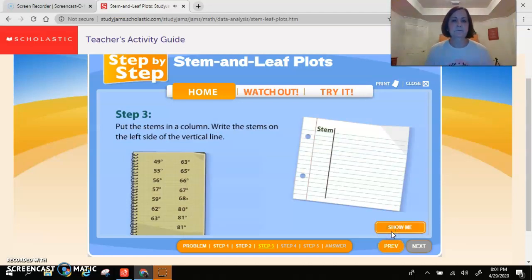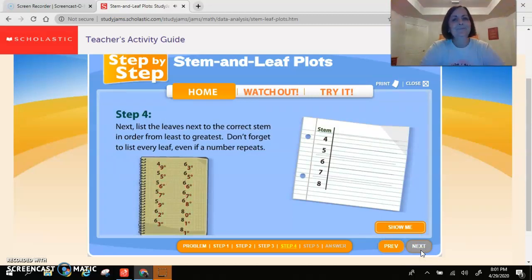We've got four stems of temperatures: the 40s, the 50s, the 60s, and the 80s. When you're listing out the stems, you've got to go in order. Even though there were no days in the 70s, it should still be included in the chart. Okay, so make sure you remember that.